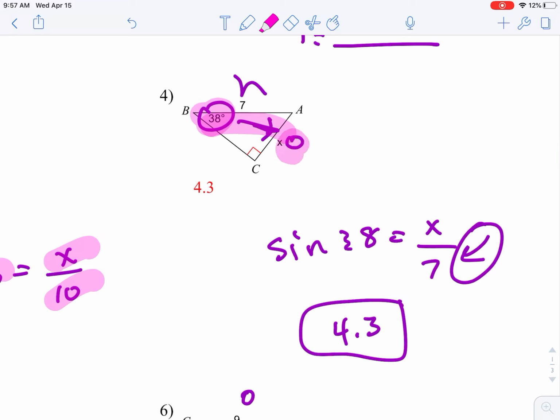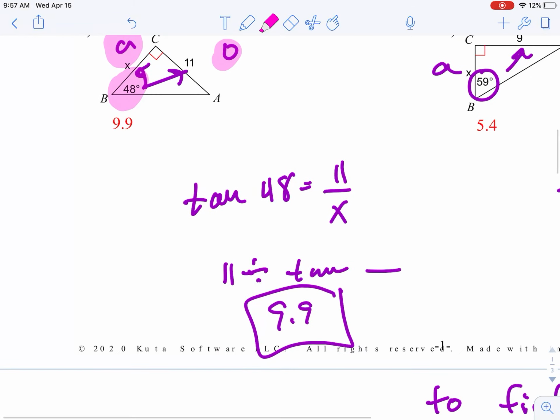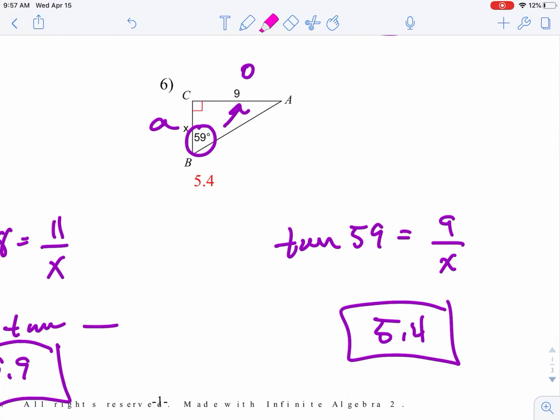From 38, opposite over hypotenuse, all right? Sine 38 equals, now opposite first, hypotenuse second, so x over 7. 7's on the bottom, so you multiply 7 times sine 38, okay? 5, from 48, opposite over adjacent, tangent, opposite's on top, so 11, x is on the bottom, okay? So because x is on the bottom, you divide 11 divided by x, okay?